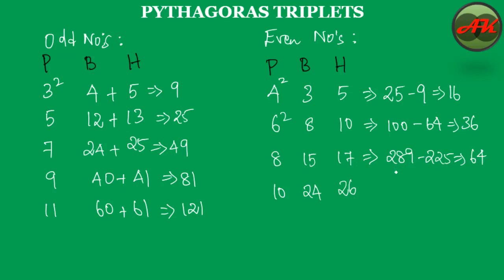There is another method for even number 8. And 10 square is 100 minus 6 square is 36. So here also we get 64. These are the possibilities. And finally for 10, 26 square is 676 minus 24 square is 576. We get 100. So 10 square is 100 finally. So these are the possible tricks you can use to remember the Pythagoras triplets. Now let's move on to the problems based on Pythagoras triplets.